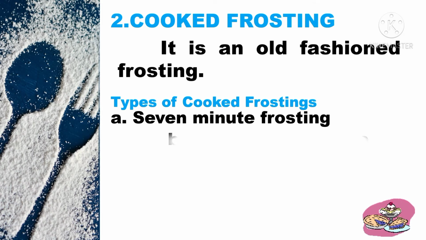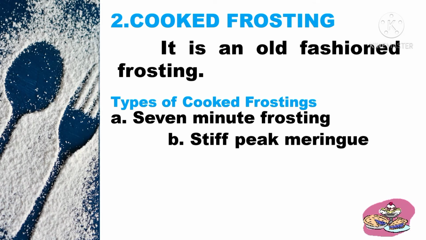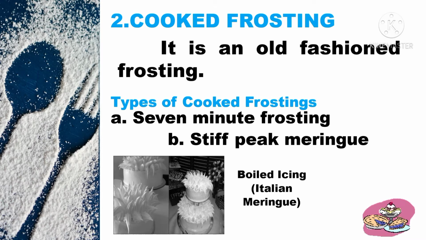Letter B. Stiff peak meringue. Adding a hot liquid gradually, focusing on the sides of the bowl instead of directly into a meringue. Example of this is what we call boiled icing or Italian meringue.